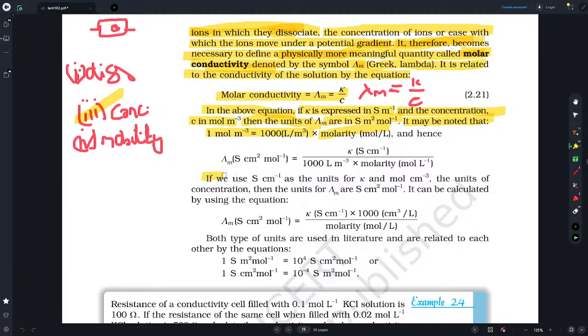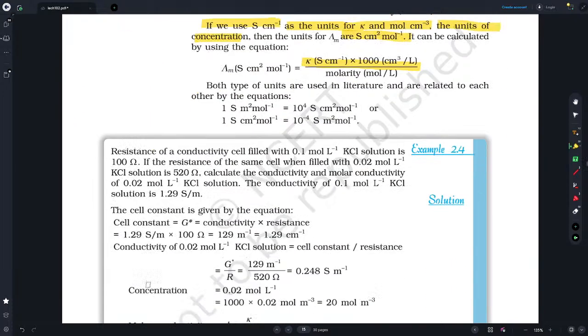If we use Siemens per centimeter as a unit for conductivity and concentration as mole per centimeter cube, then the units for lambda m are Siemens centimeter square per mole. It can be calculated by using the equation conductivity times 1000 by molarity.